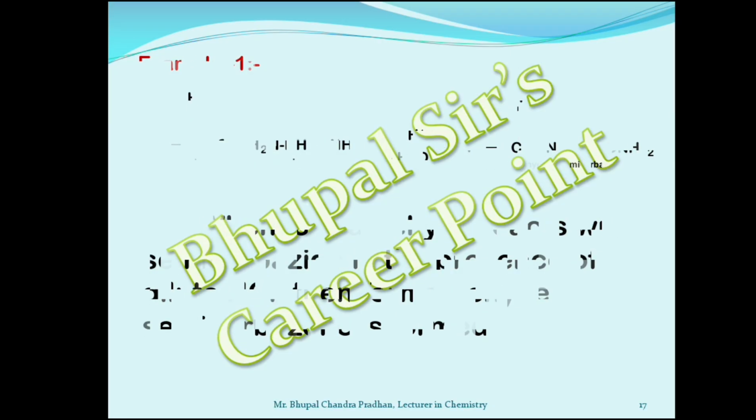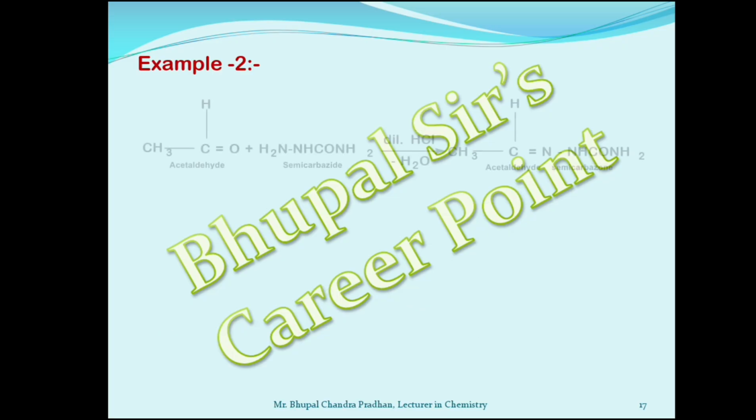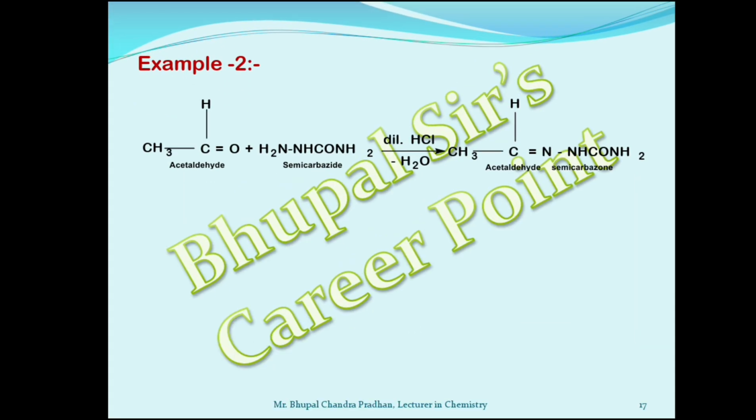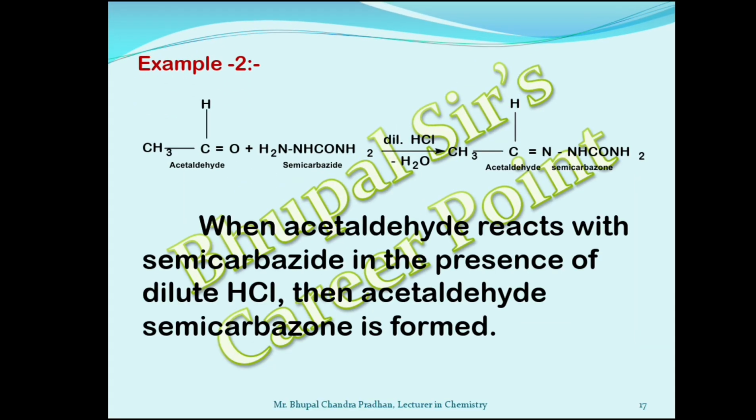Let us come for second example. We will take CH3 and H. The compound will be acetaldehyde. Whenever acetaldehyde reacts with semicarbazide in the presence of dilute HCl, then acetaldehyde semicarbazone is formed. What we will write down in the statement? When acetaldehyde reacts with semicarbazide in the presence of dilute HCl, then acetaldehyde semicarbazone is formed.